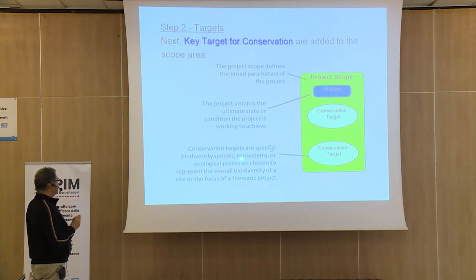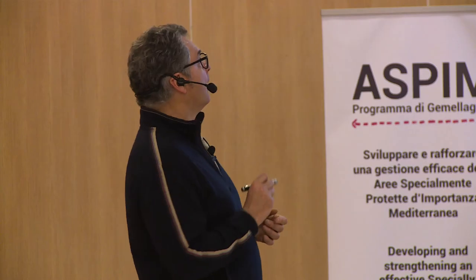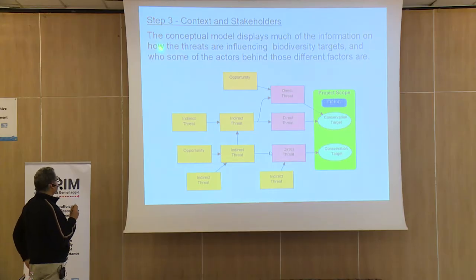Specific biodiversity species, ecosystems, or ecological processes chosen to represent the overall biodiversity of a site or the focus of a thematic project. To be clear and efficient, we usually do not work on more than 6 to 8 key targets for conservation. Step number three, context and stakeholders.